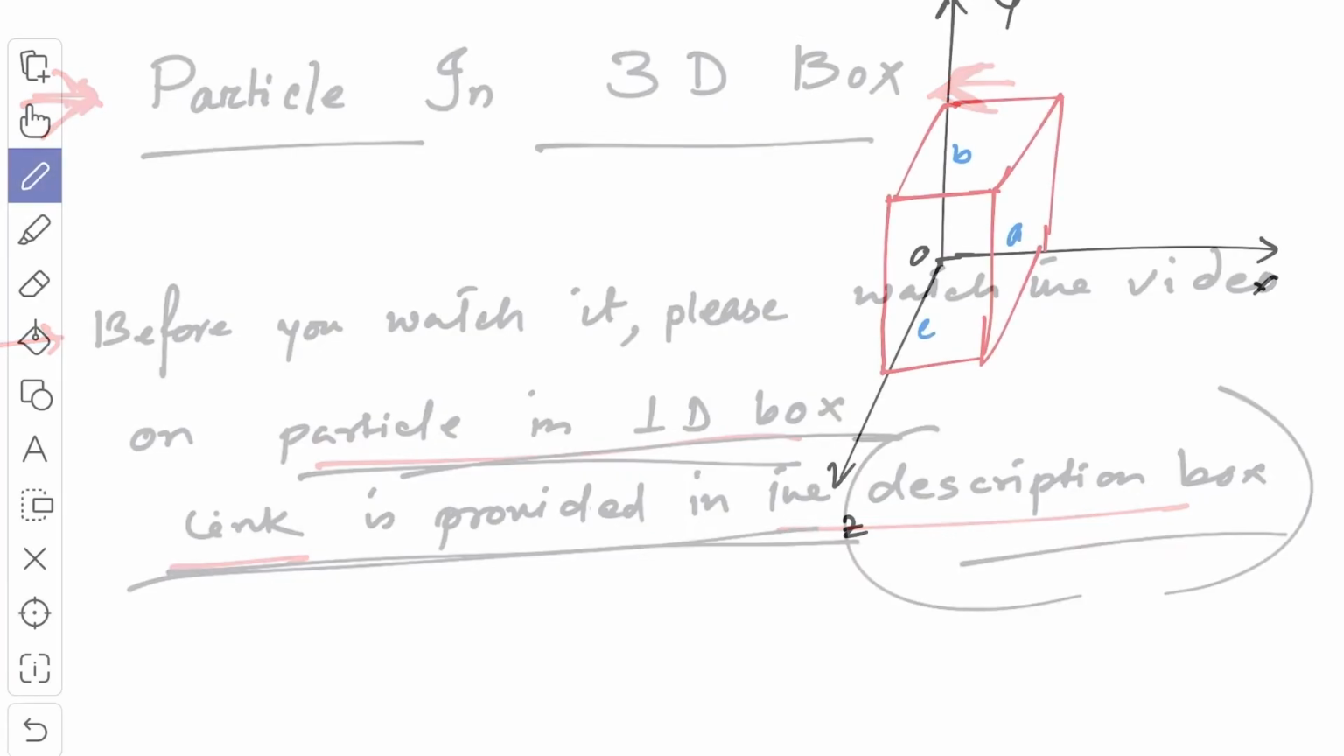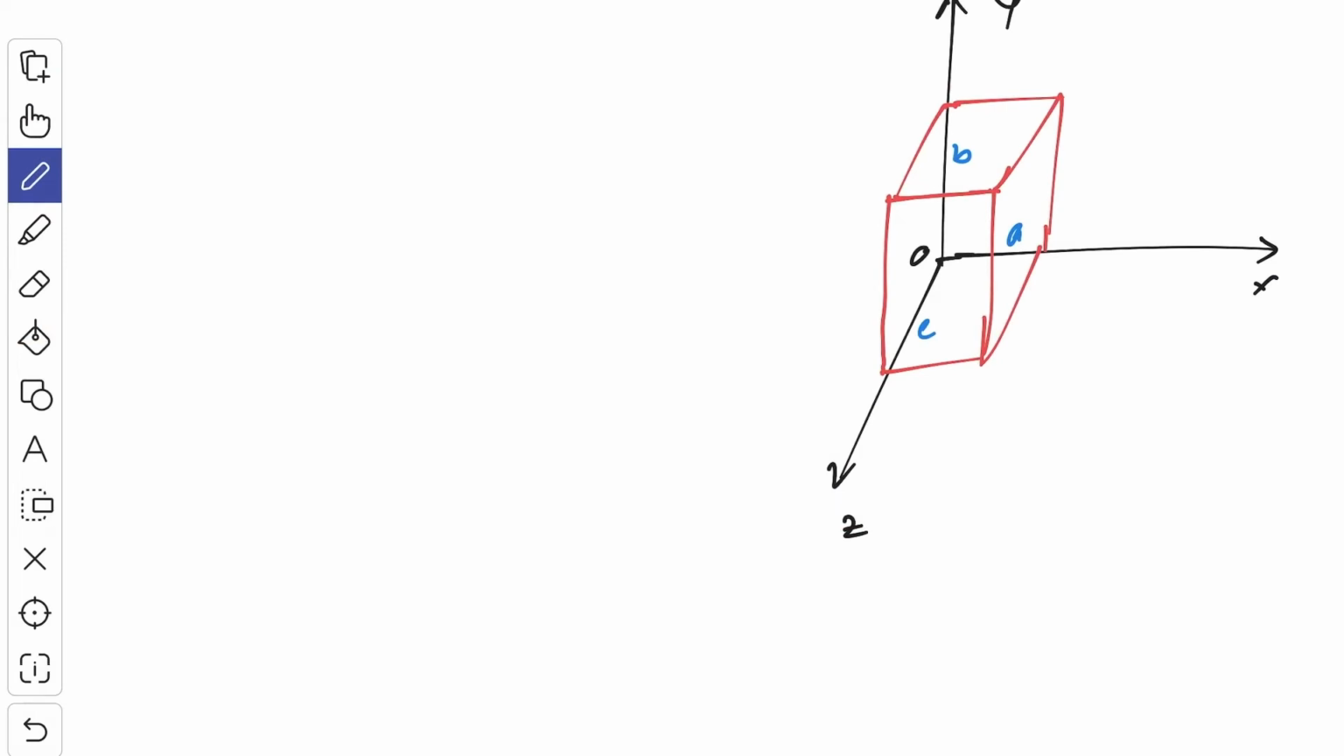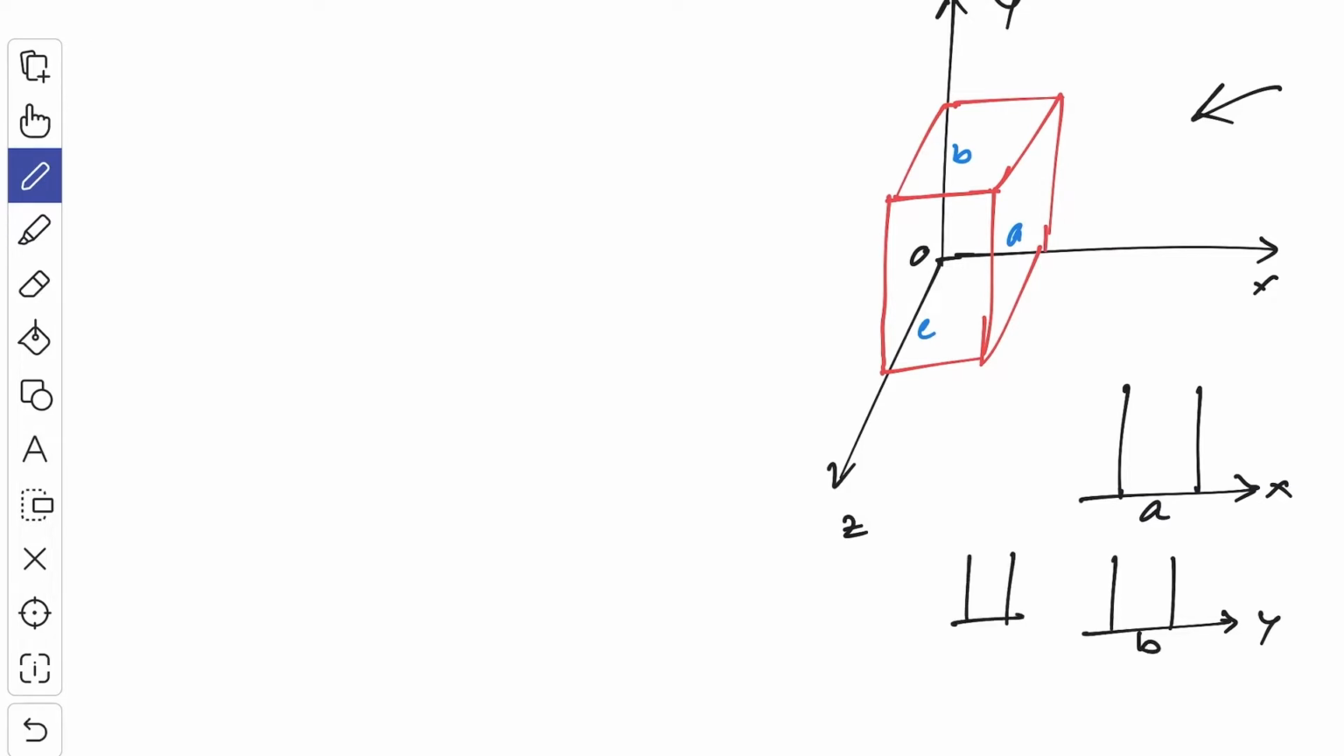So let us start. Suppose we have a 3D box as shown in this diagram, such that the distance between the boundaries along the x-axis is a, the distance between the boundaries along the y-axis is b, and along the z-axis it is c. We have considered it that way. And outside the box the potential is infinity, inside the box it is 0. We have assumed that the potential inside the box, V(x, y, z), is 0.